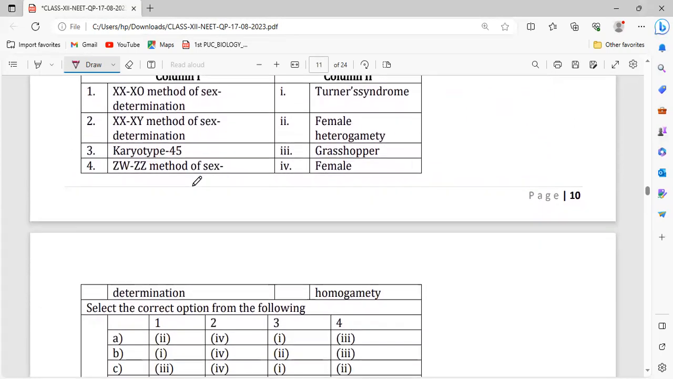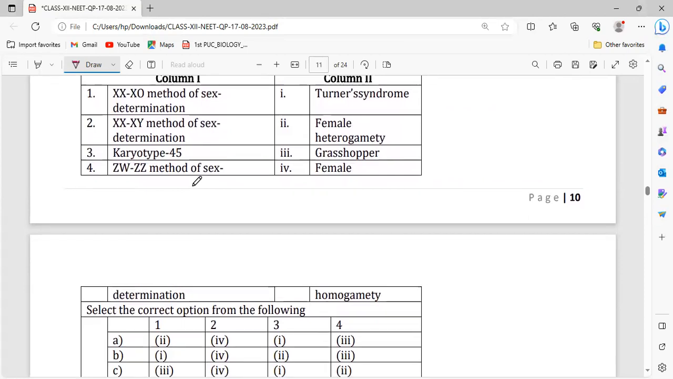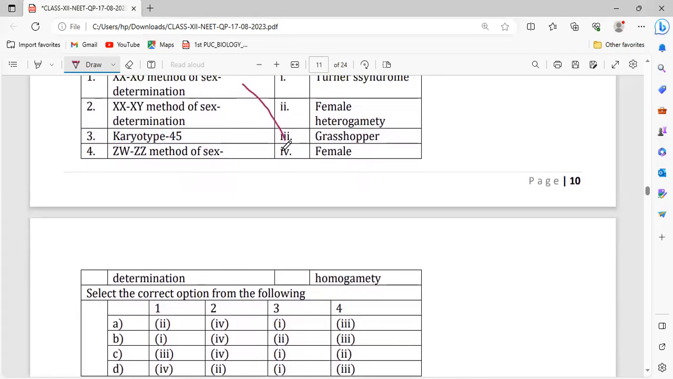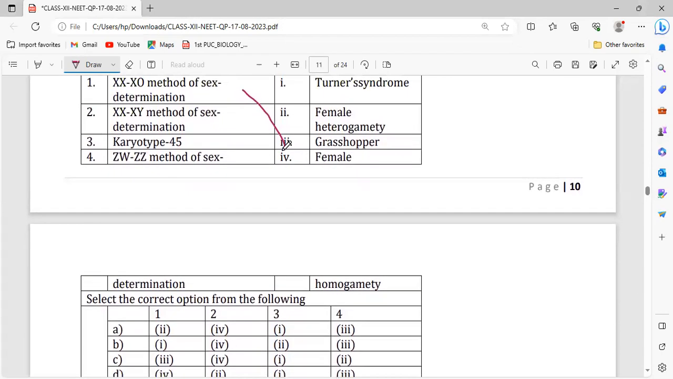Then 84, match the following. Again, you can use the same technique. So X0, it is in grasshopper. So there is no other matching with this first one. One is matching with the third one. So it is answer 3. So the other you can see XX-XY, it is in female homogamety, right? So that means in humans, females are homogametic. It's not homogamity, it is homogamy.